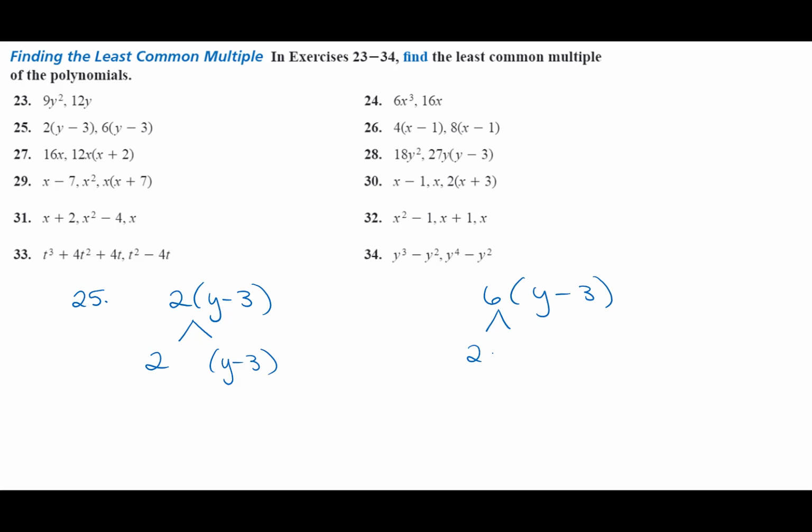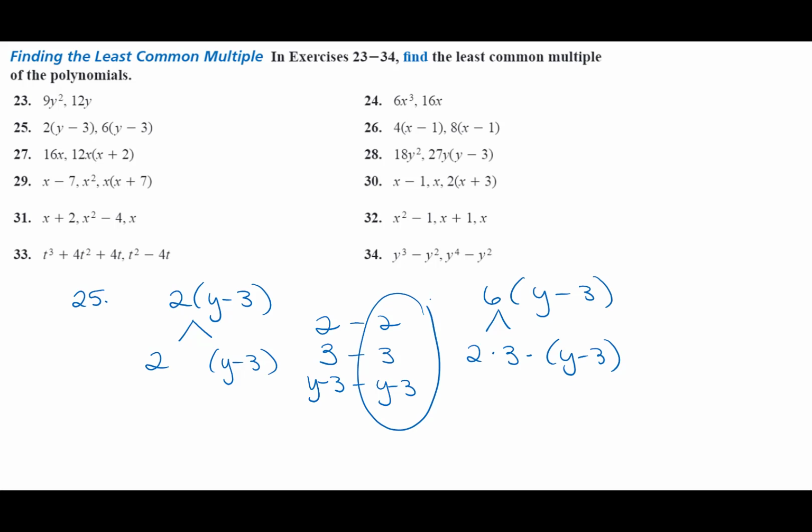This one will separate into 2 times 3 times y minus 3. And then do you see the unique factors are a 2, a 3, and then the binomial y minus 3. A 2 shows up once, a 3 shows up at most once, and y minus 3 shows up at most once. So we'll multiply those together to get 6 times y minus 3. I think WebAssign would also be okay if you multiplied that 6 through to get 6y minus 24.